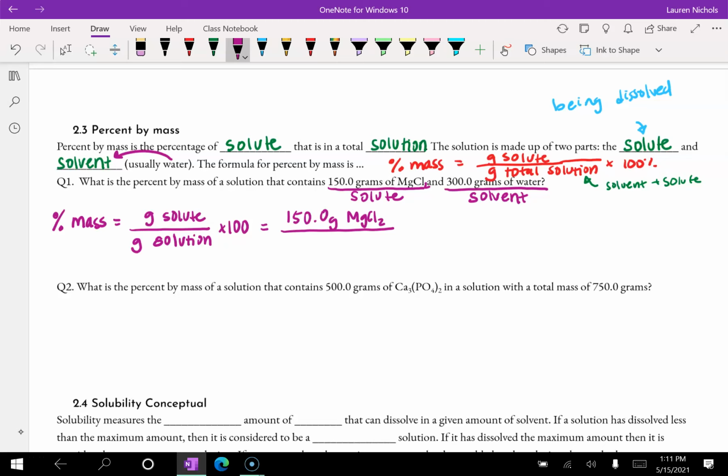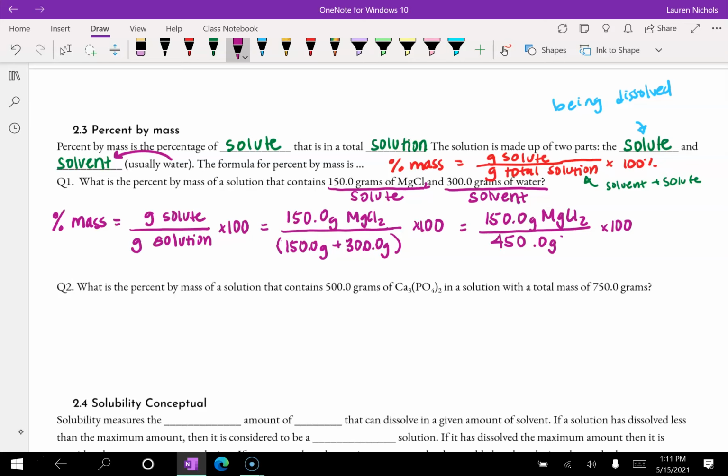Well, notice we have solute and solvent, so to get our solution, we'll need to add those together. So we're going to have 150.0 grams plus 300 grams, okay, total, times 100. And to simplify, we've got 150 grams of magnesium chloride at the top, and we're going to have 450 grams of total solution times 100.